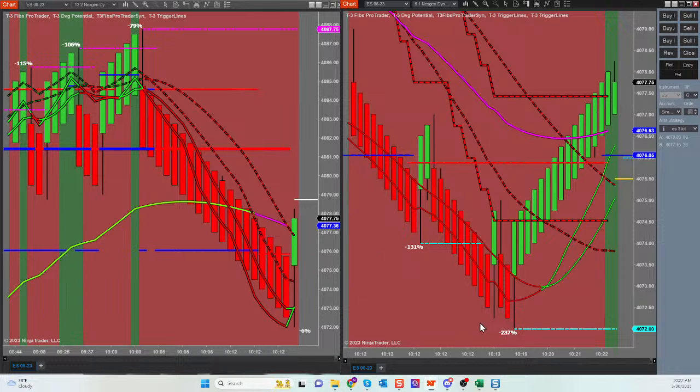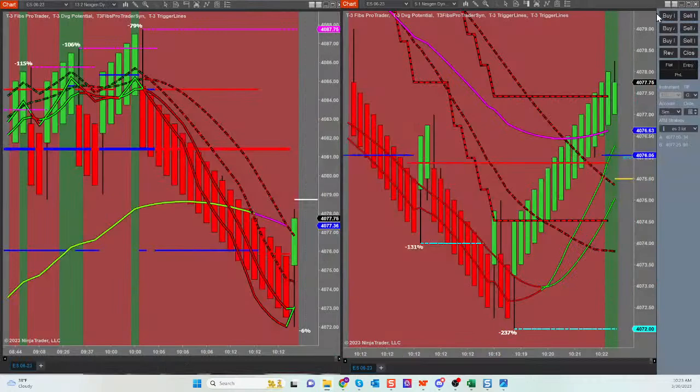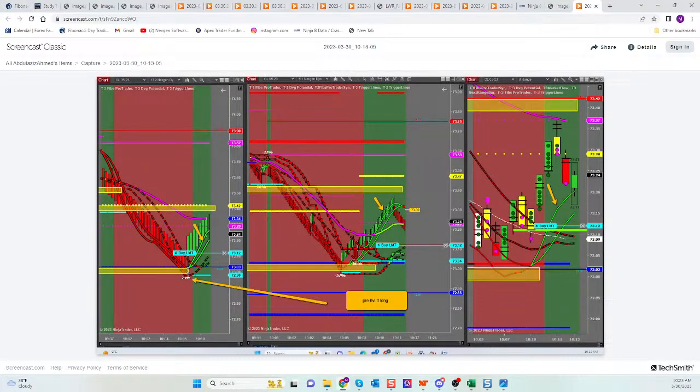50-50 trade, 2 divergences, guys. What does that tell us? 2 divergences, 2 losses of momentum. So now we've gone from a perfectly ideal trade, no divergence, strong triggers, to what do the problems become? We have an area that hasn't broken, so we don't have a clear path. And then we also had 2 losses of momentum. You can wait for a signal.